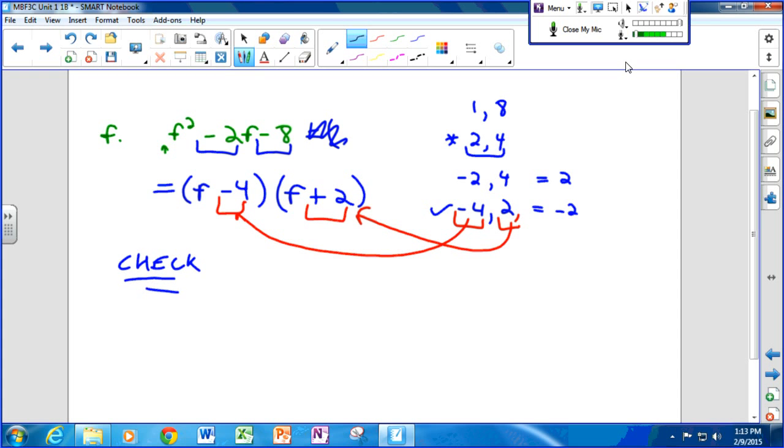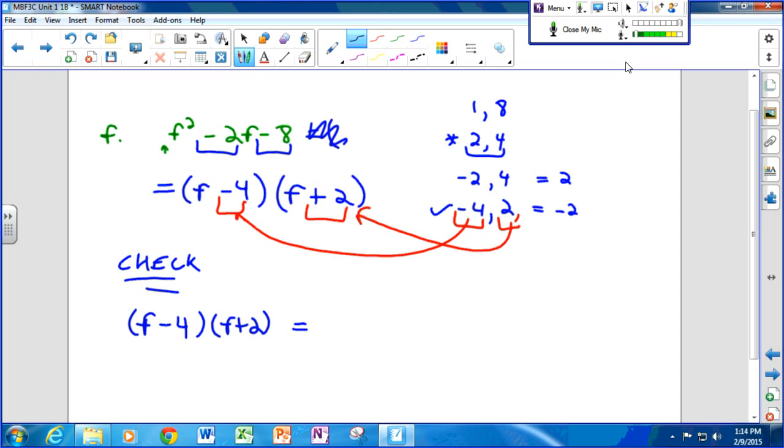Okay, you don't have to do this part, but let's check. Let's just multiply the two of them together: F minus 4, F plus 2. By the way, it doesn't matter one bit which order you put the two numbers that you come up with in. It could be F plus 2, F minus 4. As long as you get the signs right, it'll work out no matter what.